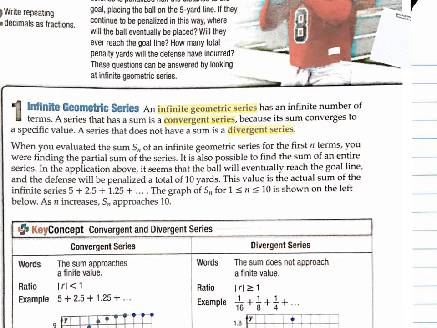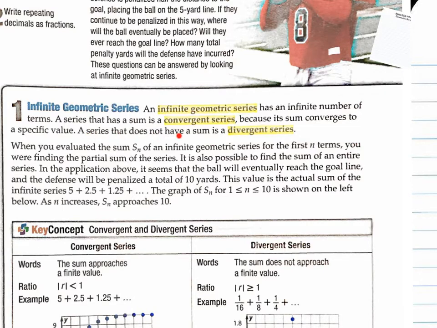So if it actually has an answer, I know you guys are thinking, how is it going to have an answer if you continue to add and add and add forever? We'll get to that in a moment. But anyways, when it actually has an answer, that's a convergent series, because the sum converges to a specific value, and again, we'll talk about that in a little bit.